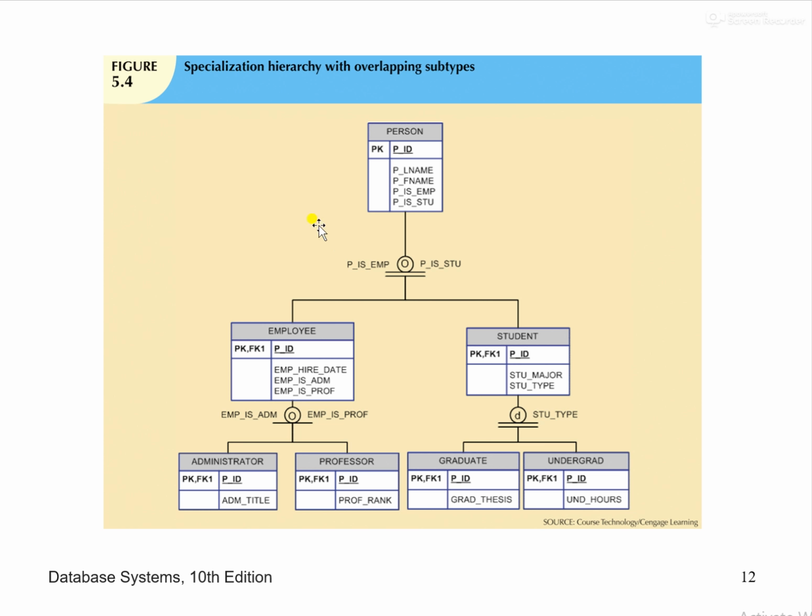Here we have an example for it. Our supertype is person, and we have two subtypes, employee and student, of supertype person. And then we have another level of hierarchy where employee is the supertype of two types of employee, administrator and professor. So administrator and professor are subtypes for supertype employee. And the same is for student. We have graduate and undergraduate as the subtypes for supertype student. So now we have two levels of hierarchy over there.